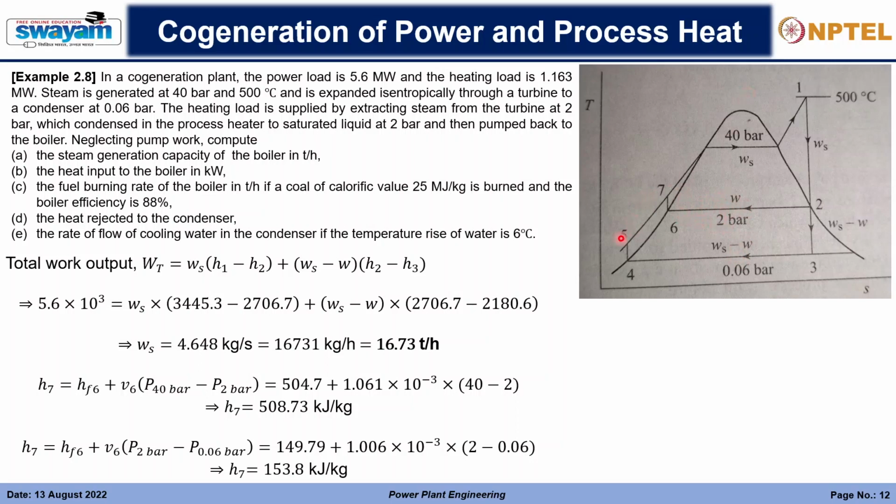So if you separately send these water lines to the boiler in this water tube boiler, then you can separately get the steam at this particular point. So it will be a mixture at this particular point.